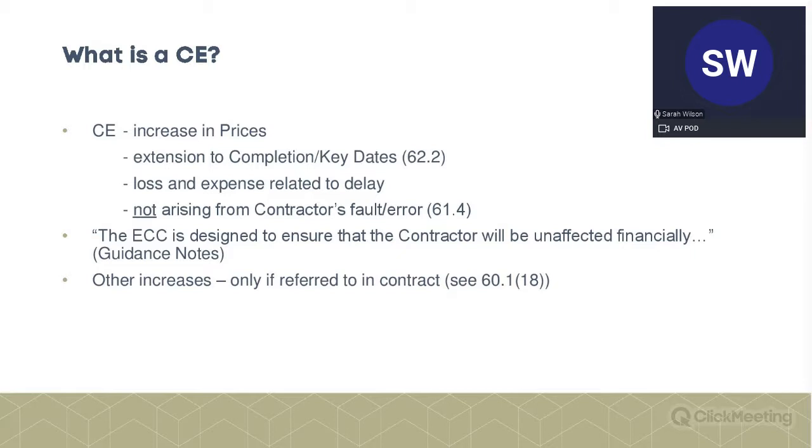Just a reminder about compensation events. It's any increase in prices, so it includes what we would have in JCT as a variation. It also includes your loss and expense under JCT, so just be careful about that when we're thinking about the shorter schedule and contract options A and B. Also remember that it includes your extensions of time, but the purpose today isn't to focus on that.